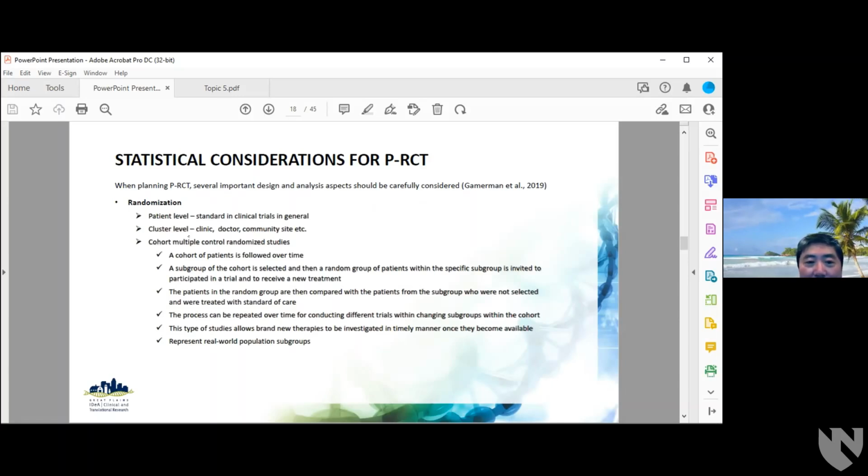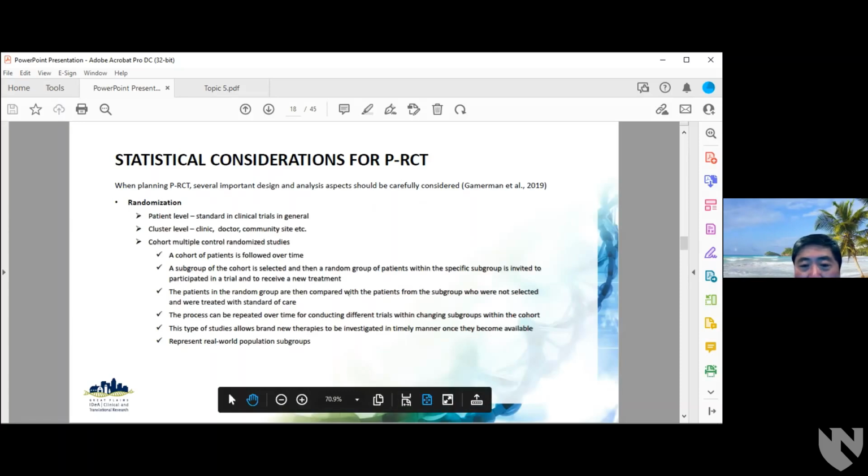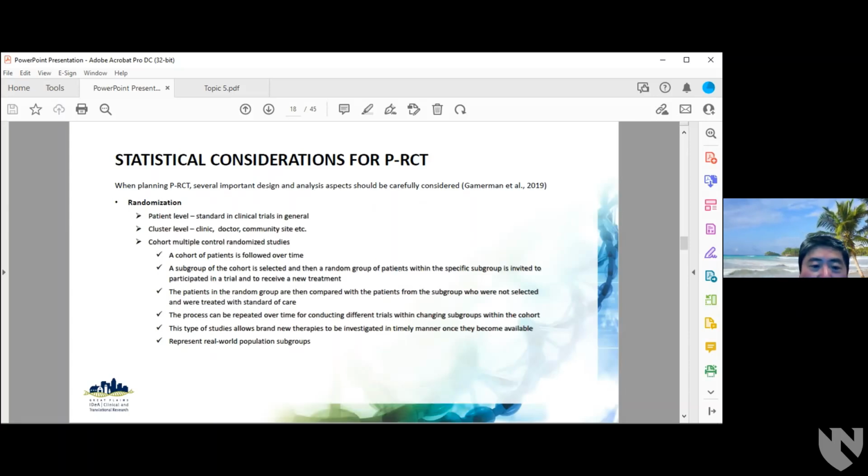You're not randomizing the patient, you randomize the doctor, okay? And in a community setting, so community sites. So another, it's very pragmatic. This kind of randomization is very pragmatic. So as you walk through, it's called a multiple control randomized study.